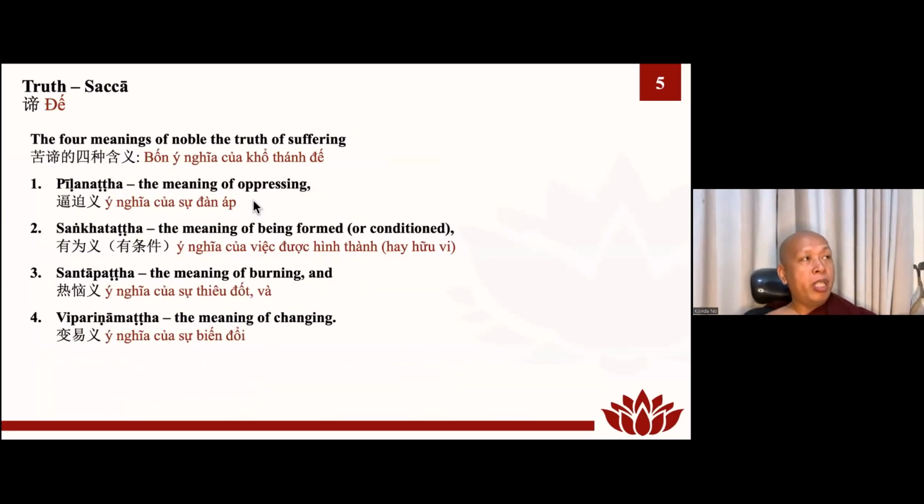The next one is about the 4 meanings of the noble truth of suffering. You have already learned many things about noble truths, but this may be the first experience you have of these types of instructions. For example, the 4 meanings of the noble truth of suffering. Actually, for every single noble truth, there are 4 meanings. So the first one is pilanattha, the meaning of oppression.